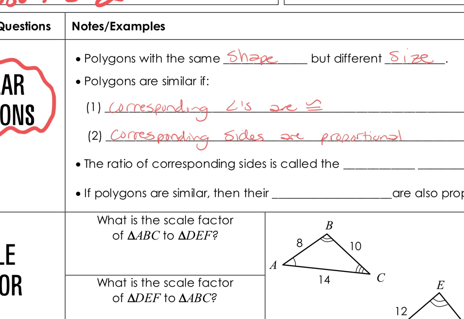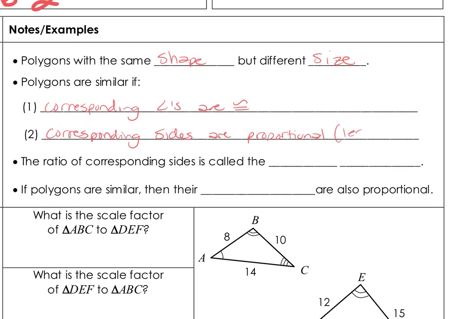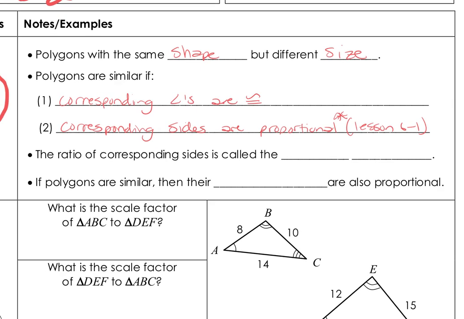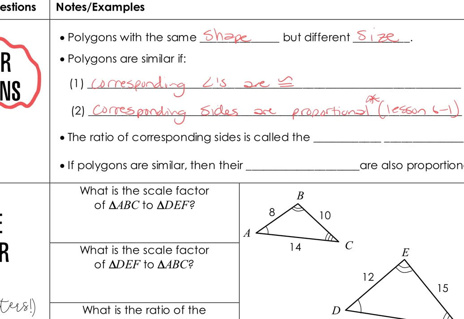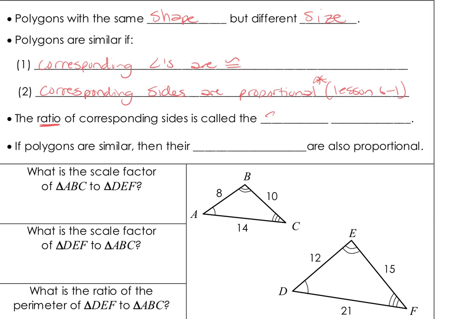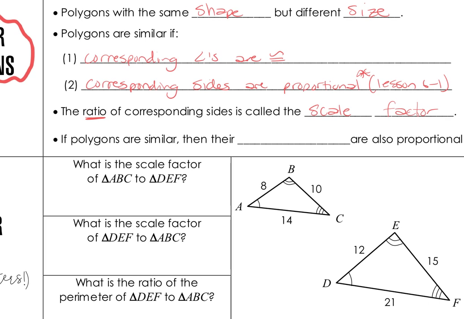That's just what you did in Lesson 6-1. We took a look at ratios and proportions, so that's why we had to do all of that, because today all of my sides are going to be in the same proportion. And that ratio of the corresponding sides is called our scale factor. You may remember learning about that in pre-algebra.